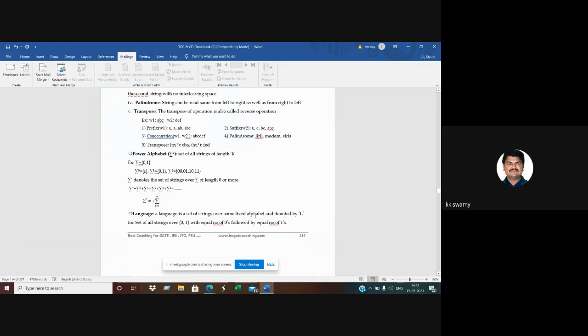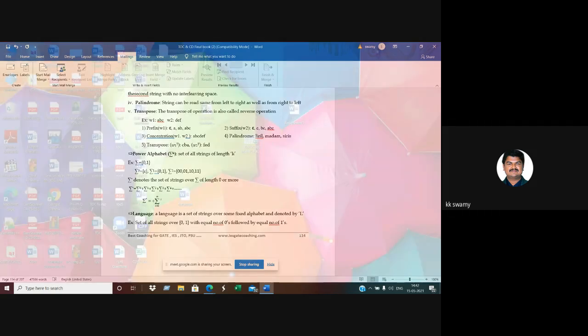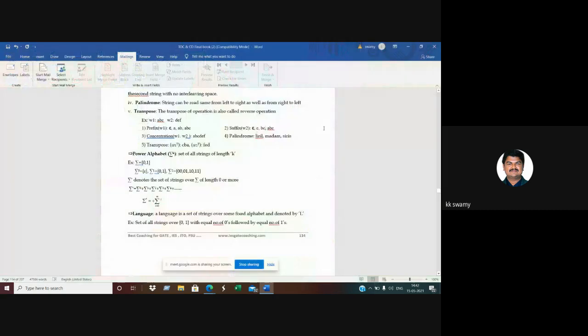Fixed alphabet means the given alphabet, and a language is denoted by capital L. The language is a collection of strings over an alphabet. That is called the language, and it is denoted by the capital L.